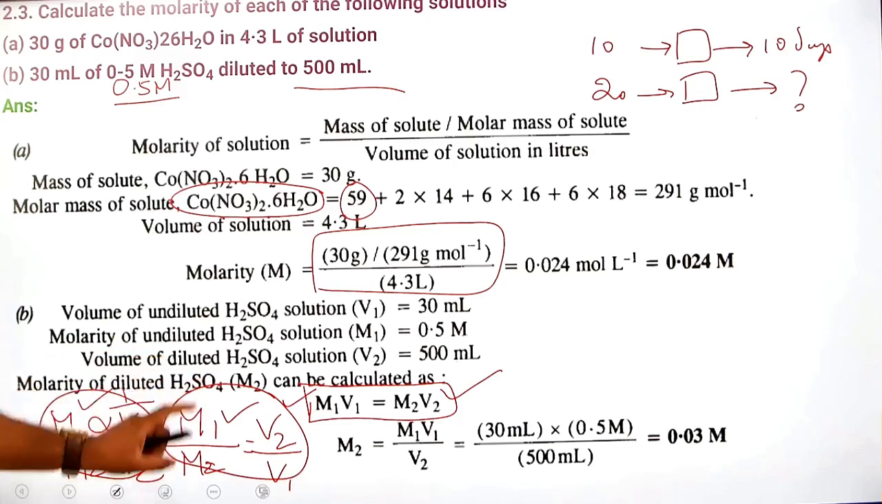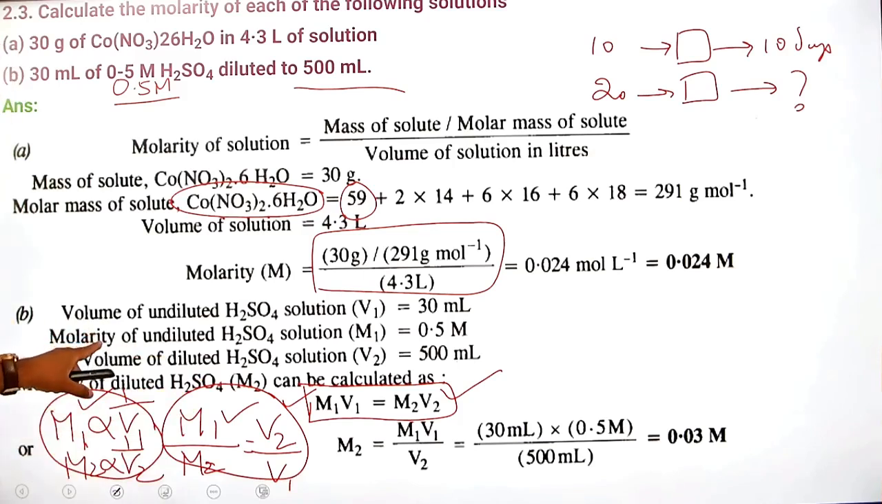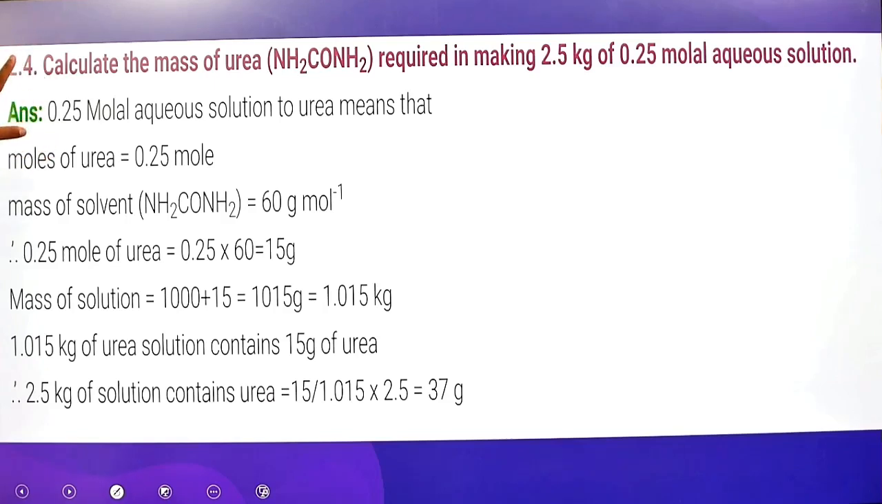This is a shortcut. How did you derive this formula? From the original formulas, the molarity formula of diluted and undiluted. Any doubt? Did you copy the solution? Do you have the solution copied? I have it. It's a straight question.